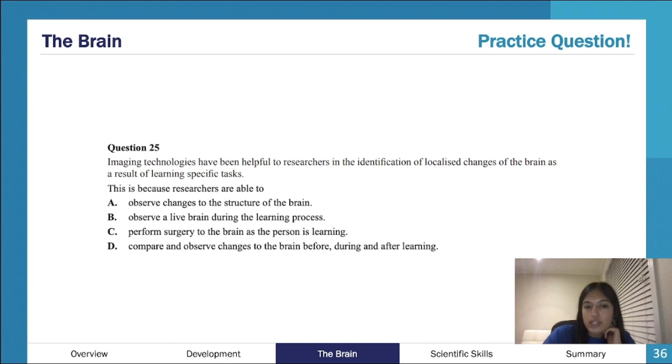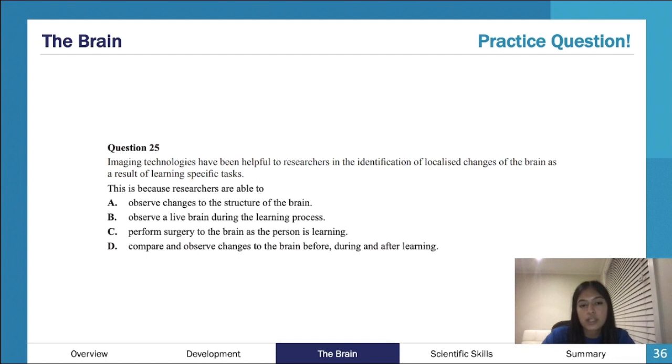Okay, imaging technologies have been helpful to researchers in the identification of localized changes of the brain as a result of learning specific tasks. This is because researchers are able to observe changes to the structure of the brain, observe a live brain during the learning process, perform surgery to the brain as the person is learning, compare and observe changes to the brain before, during, and after learning. So again, we're thinking about the identification of localized changes of the brain as a result of learning specific tasks.